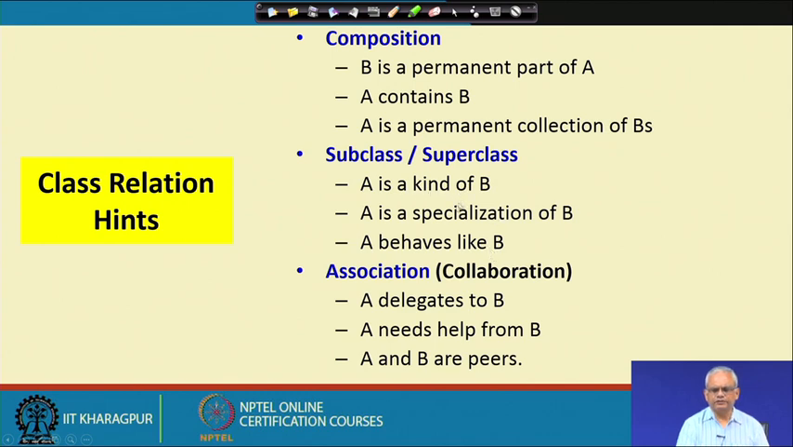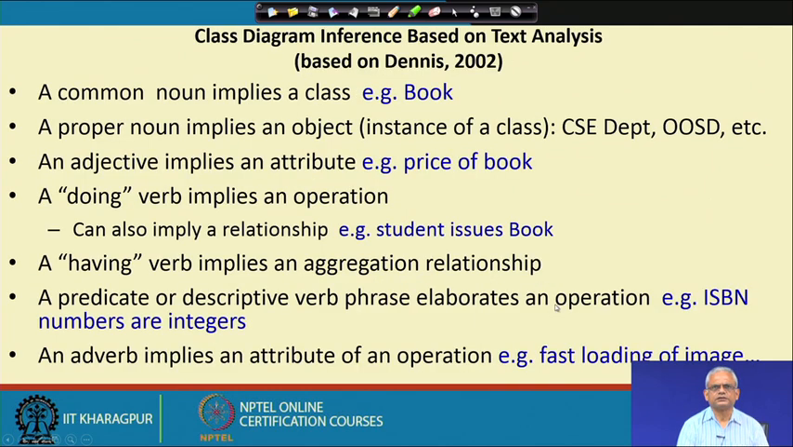If A is a kind of B, or A is a specialization of B, or A behaves like B, we say that there is a subclass-superclass relationship, or generalization-specialization relationship. B is the base class and A is the derived class. Similarly, if A delegates some responsibility to B, A needs help from B, or A and B are peers, and the text contains these kinds of terms, then we know that A and B have an association relationship between them.